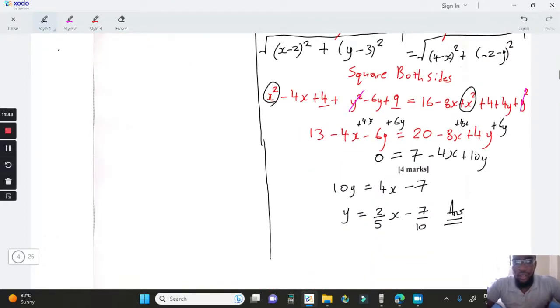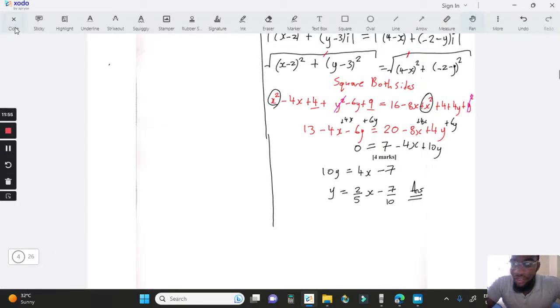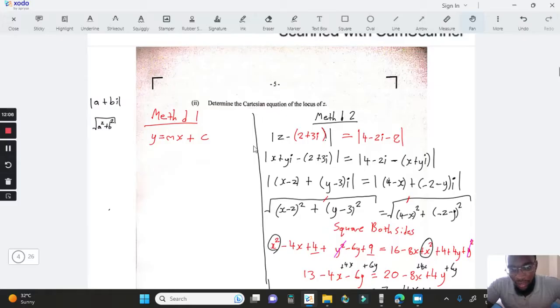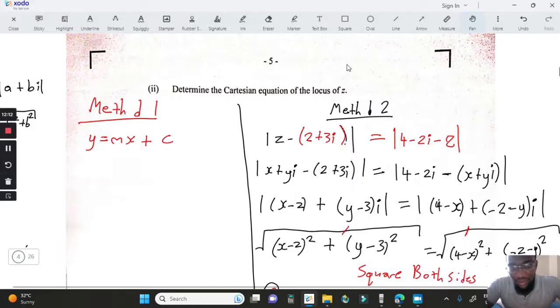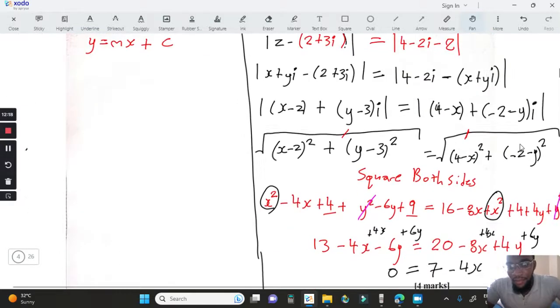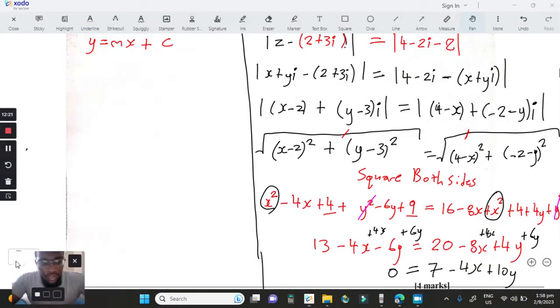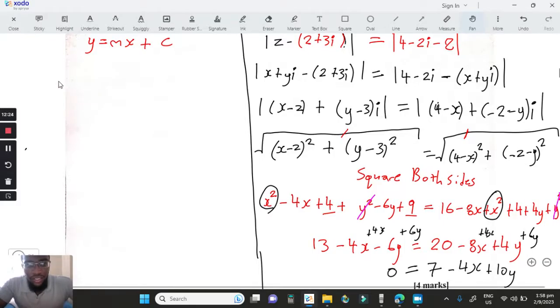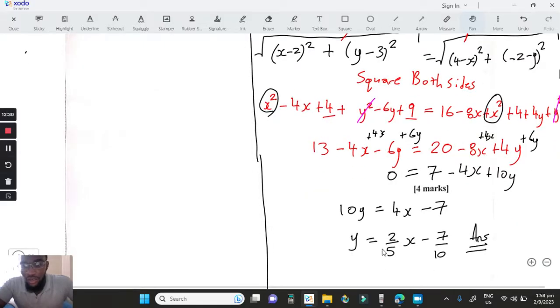This is it. You're probably saying, well sir, that doesn't look like it's worth 4 marks, but I find it very easy. All you need to remember is that wherever you see z, you put x plus yi. Remember, a complex number is x plus yi. So that's it. To determine the Cartesian equation of the locus, where you see z, you put x plus yi. Then after that, it's just algebra, and it works so easily.